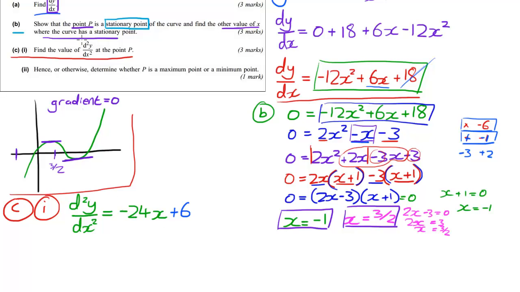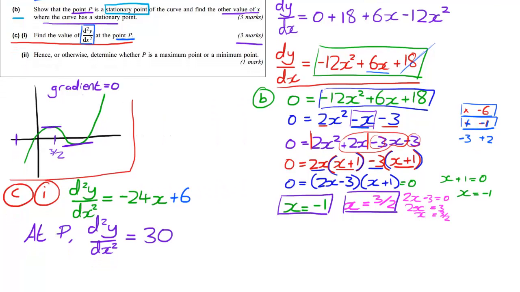That's what our second differential is, and they want it at the point P, and they've told us x is equal to -1 at the point P. So let's put in -1 into that. At P, d2y over dx squared is equal to -24 times -1, which is 24, and then plus 6 is 30. And that's all we have to write down for those 3 marks there, which I quite like. I think those are quite easy marks in that situation almost.